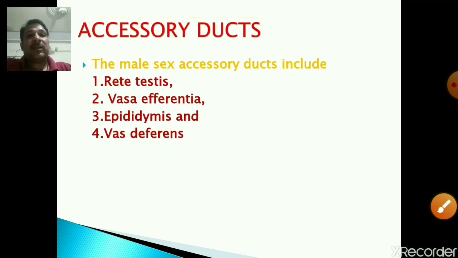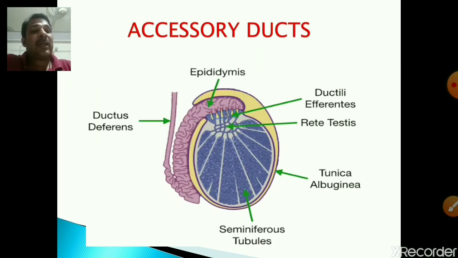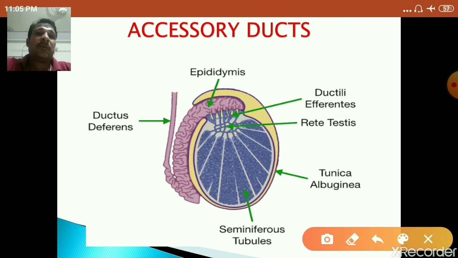Accessory ducts. The male sex accessory ducts have four ducts: rete testis, vasa efferentia, epididymis, and vas deferens. Those four are the accessory ducts. In that diagram you can easily find all the accessory ducts. That oval-shaped structure is known as the testis.